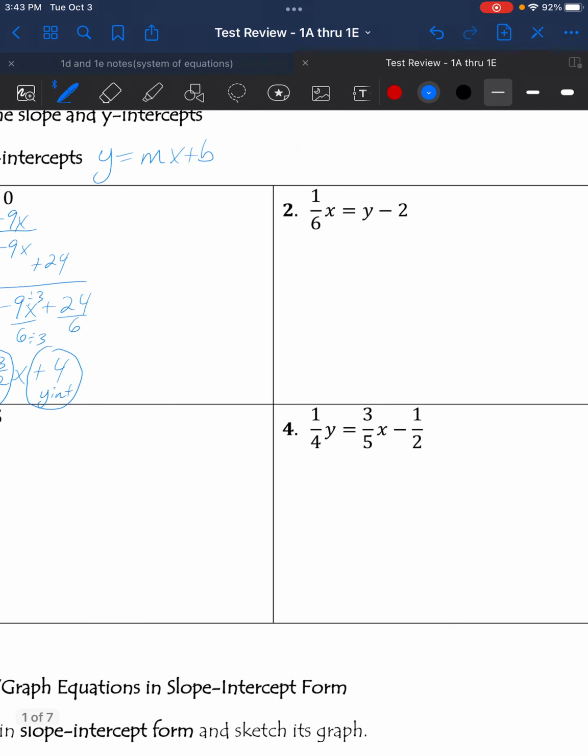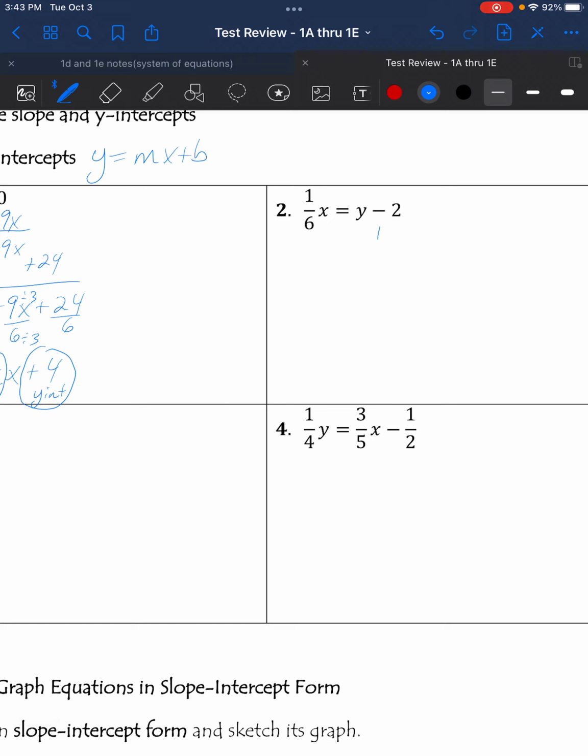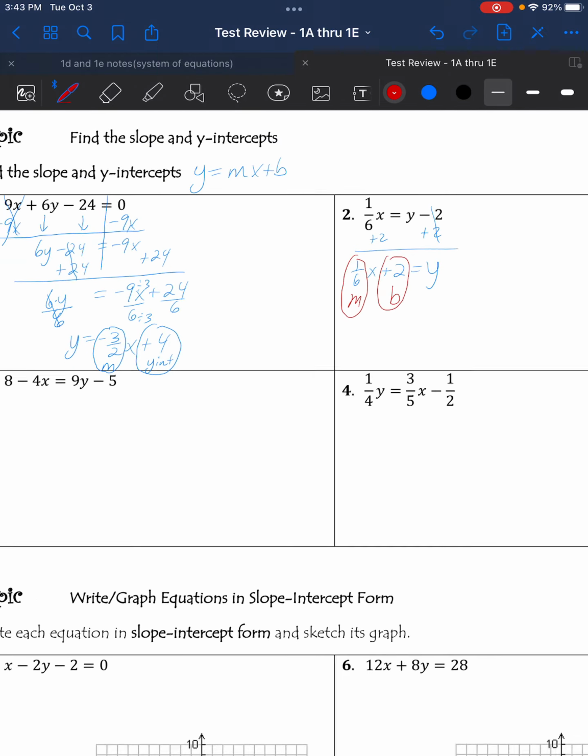All right, number 2. To get y equals mx plus b, I'm just going to add 2. 16x plus 2 equals y. So that's y equals mx plus b. The m is always the coefficient in front of the x. The b, the y-intercept, is always the constant when it's y equals.